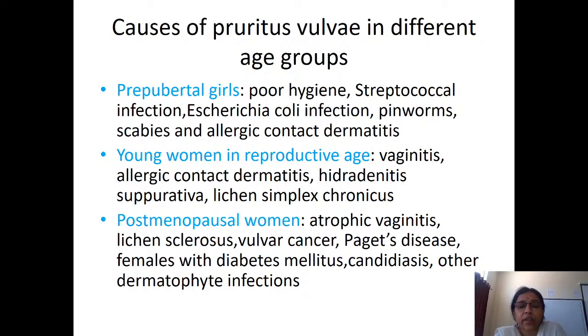And very rarely in these women there can be candidiasis, especially if the woman has long-standing diabetes or some immunosuppressive condition, or else a few dermatophyte infections can also be the cause of pruritus in this age group. So depending upon the age we need to think of the various etiologies of this condition.